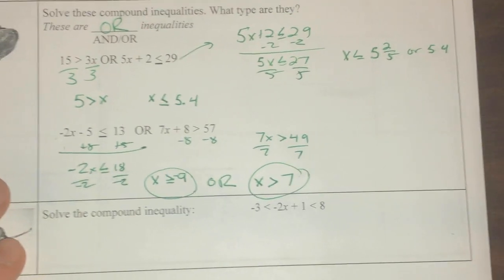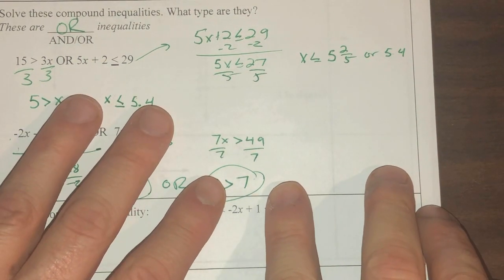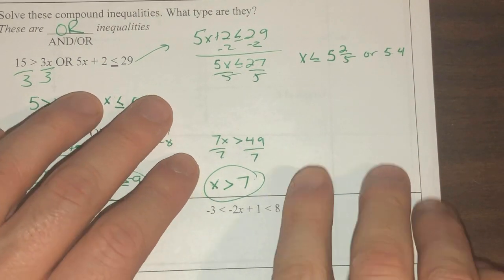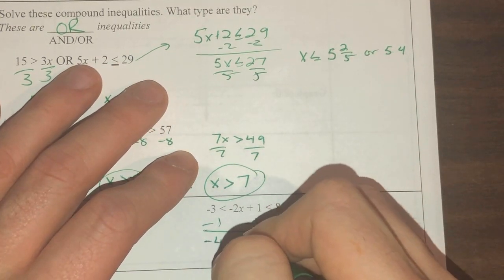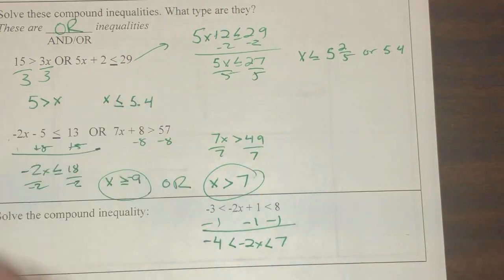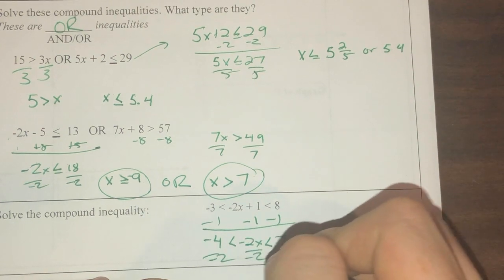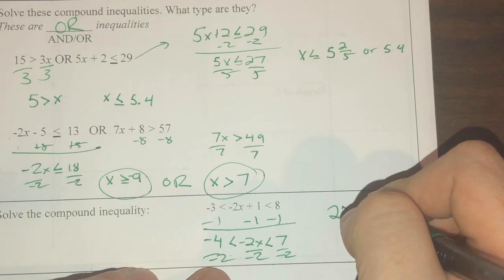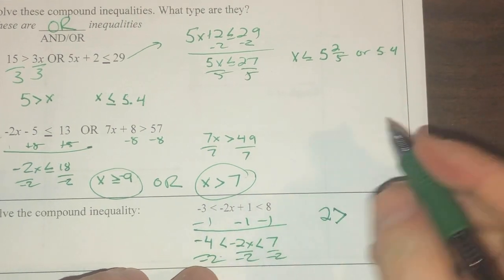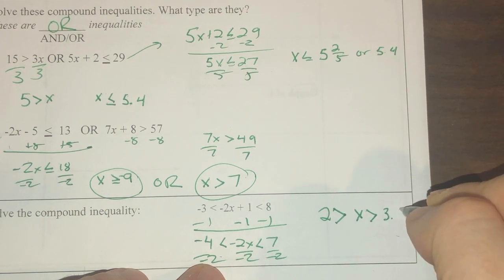Let me show you a little compound inequality with flipping, and I'll show you how this would work. So again, it's an and inequality. So I'm going to be like, all right, what's going to get negative 2x plus 1 alone? What we're going to do is subtract 1 on all three sides. Now I'm going to divide everything by negative 2. But when you divide by negative 2, the sign flips. So 2 is now greater, because negative 4 divided by negative 2 is 2, than x, which is greater than, like, I don't know, 3.5.